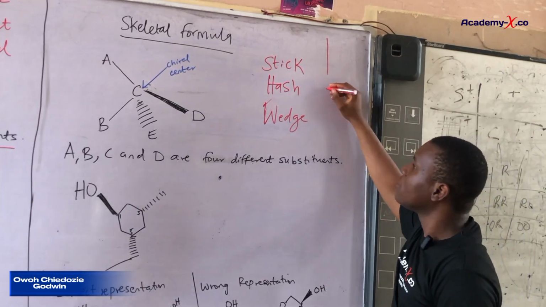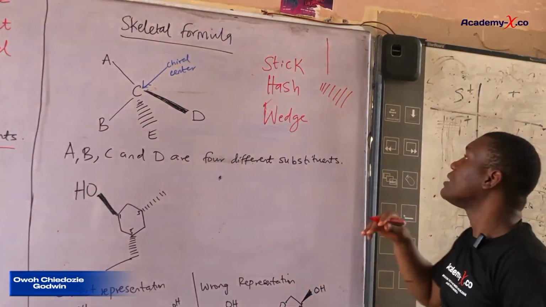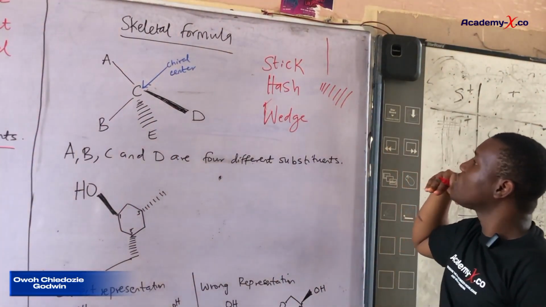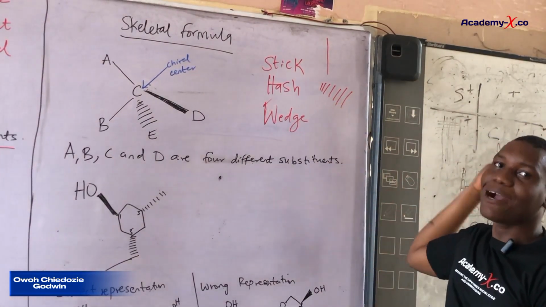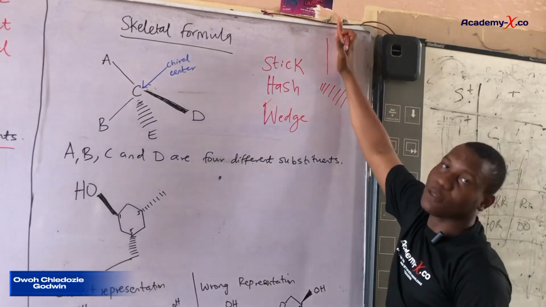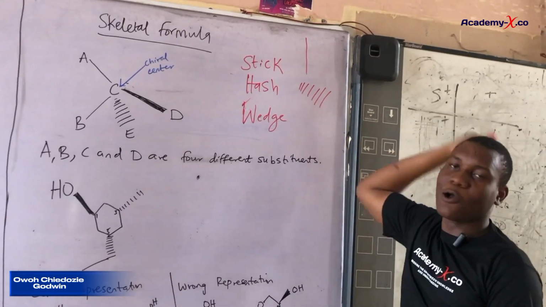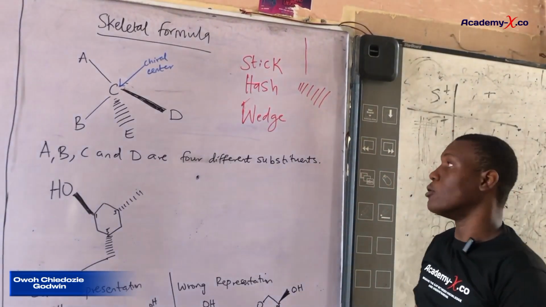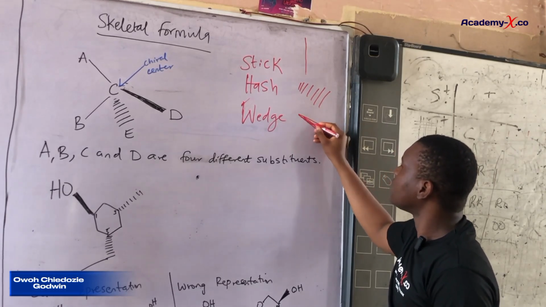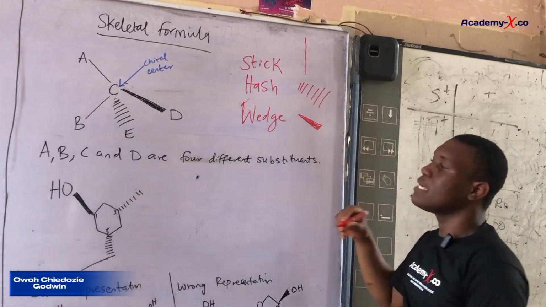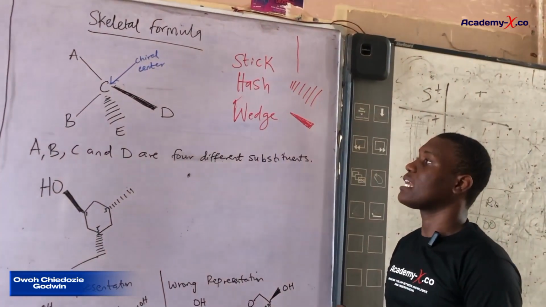Now, hash bond, which is represented like this, you can see how I'm drawing it on the board, is a type of bond in which the substituent we represent with this is directly at the back of the plane. This one is on the plane we are drawing the skeletal formula on. This one is at the back of the plane we are drawing the skeletal formula on. And the wedge bond, which is drawn as this, is the substituent which is in front of the plane of the skeletal formula we are drawing.